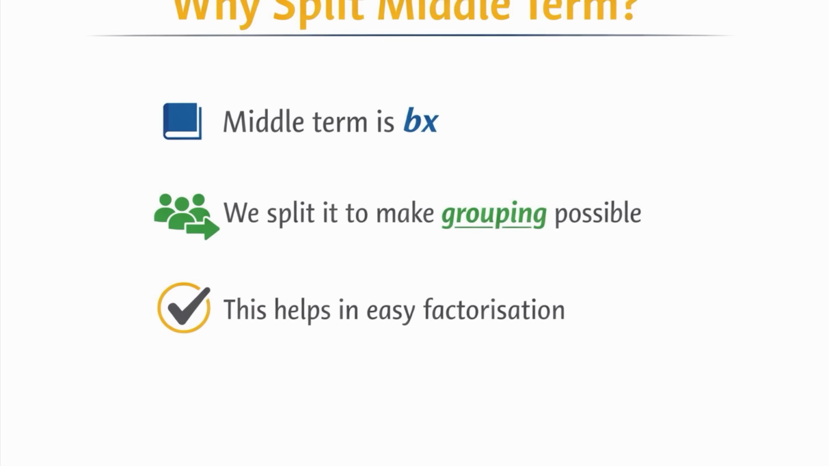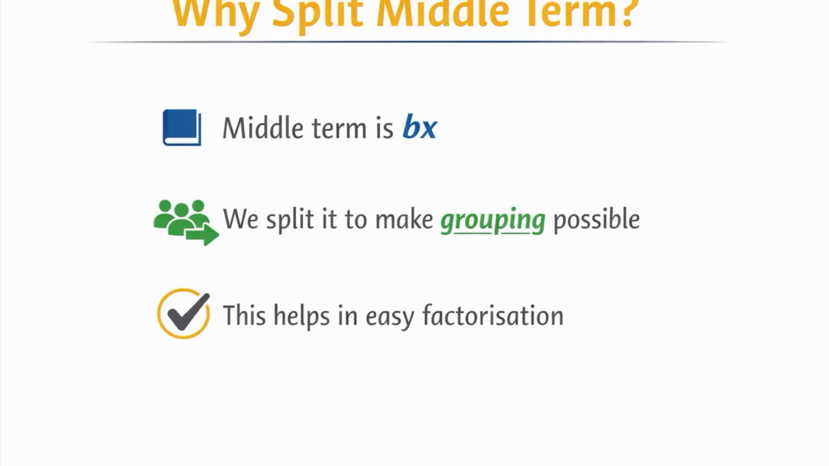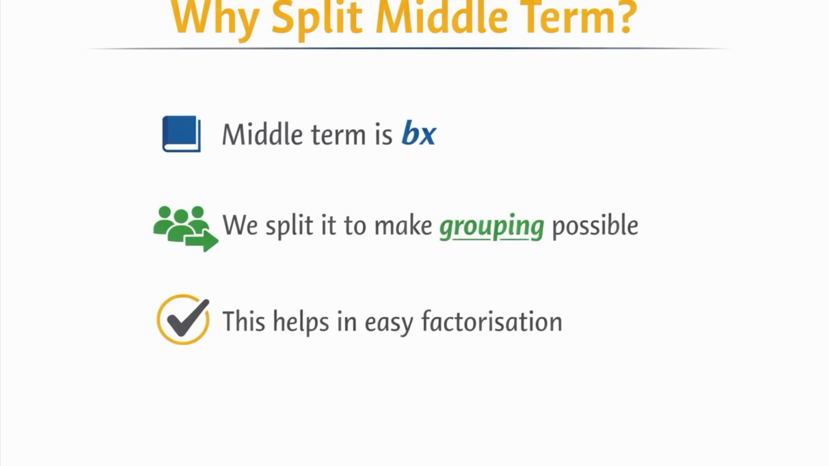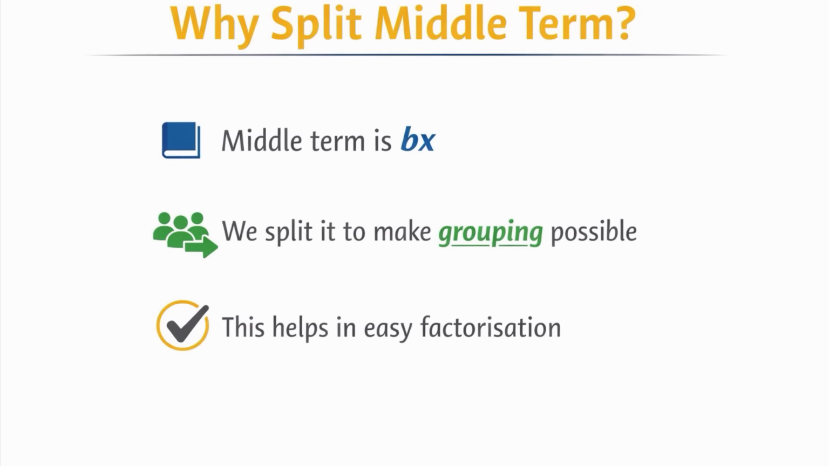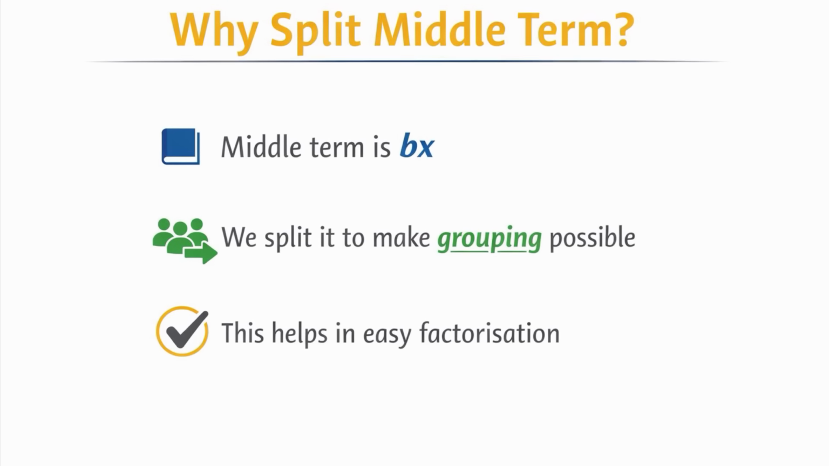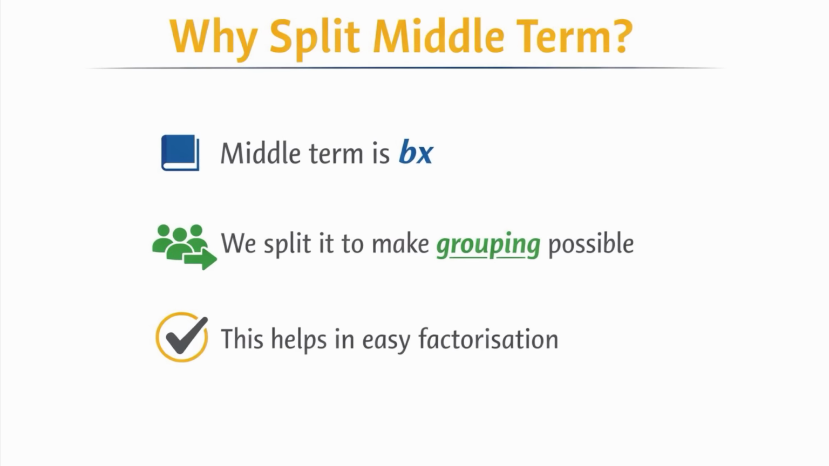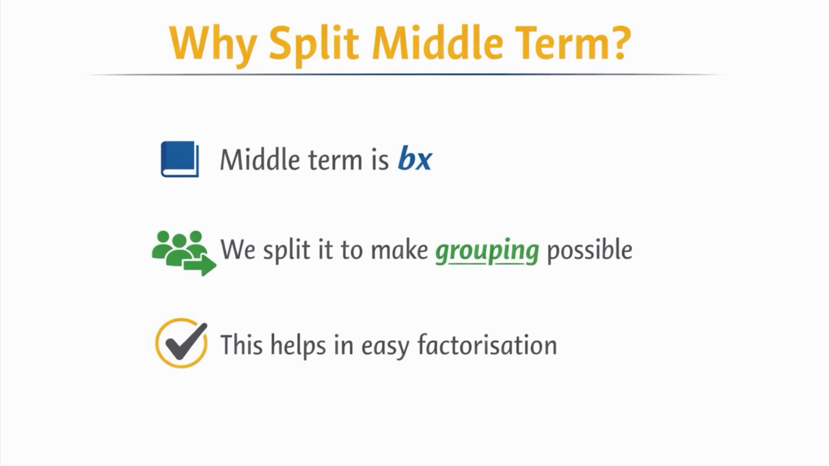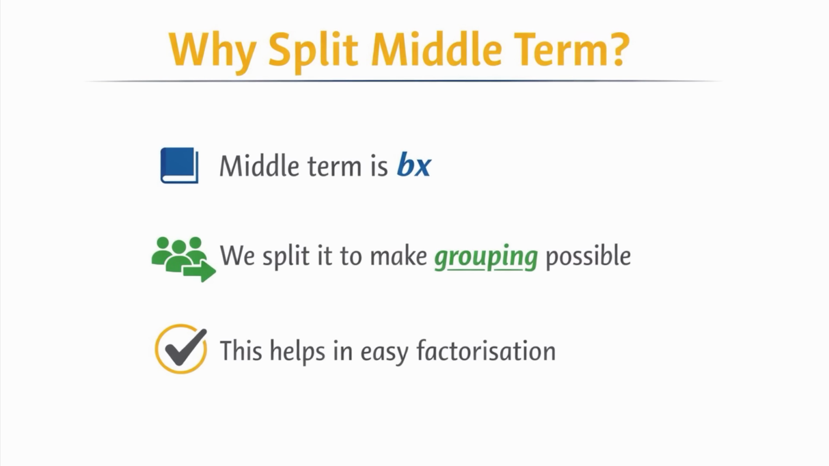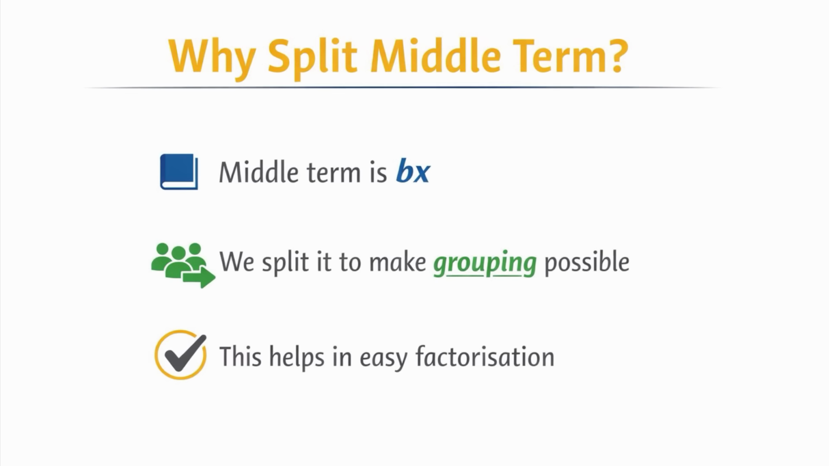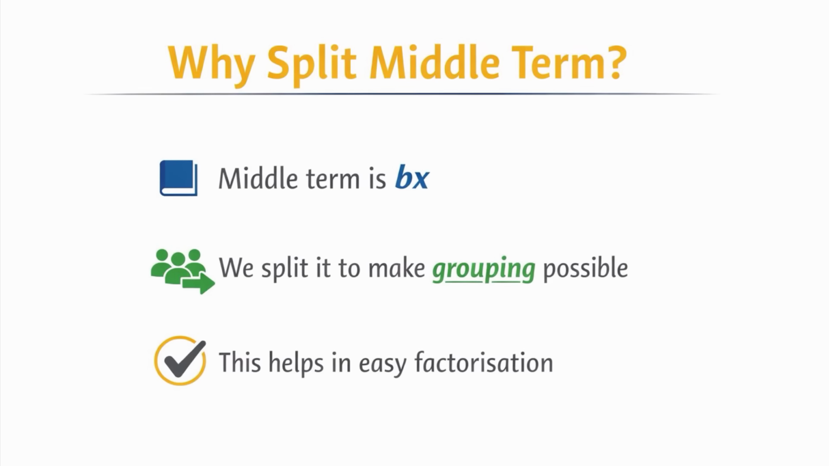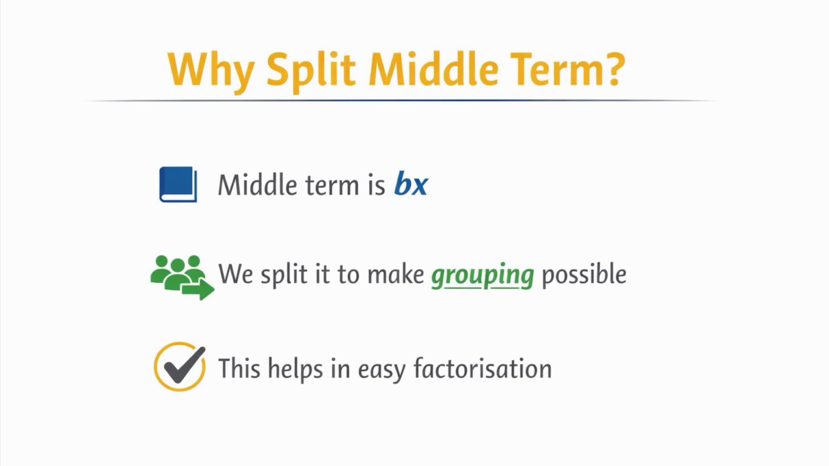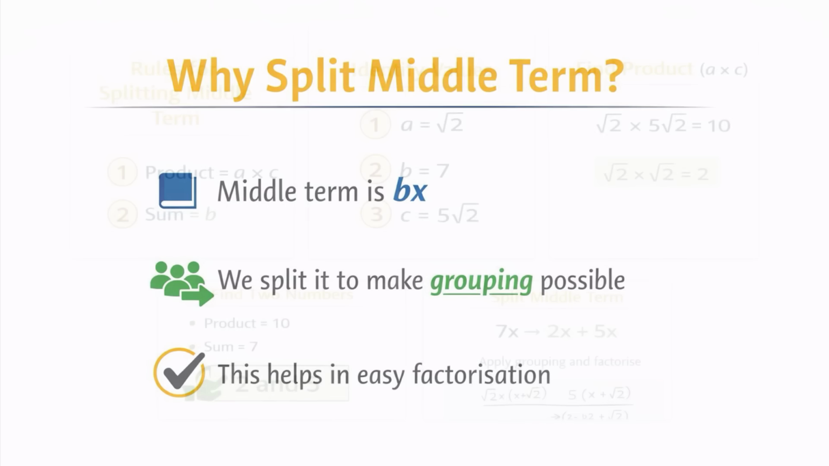Now let's understand one important idea. In a quadratic equation of the general form ax squared plus bx plus c equals 0, the middle term is bx. We split this middle term to make grouping and factorization possible. Without splitting, we cannot factorize easily. So, middle term splitting is a very important step.